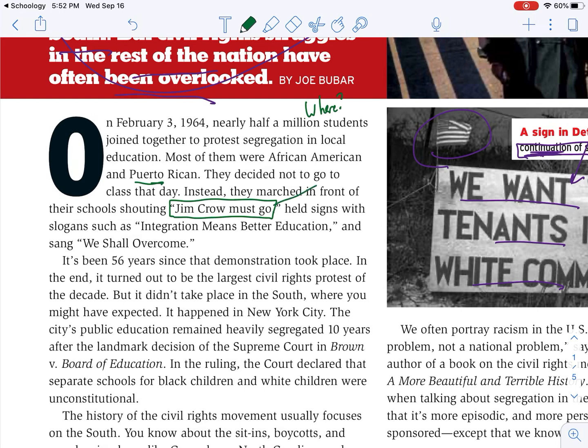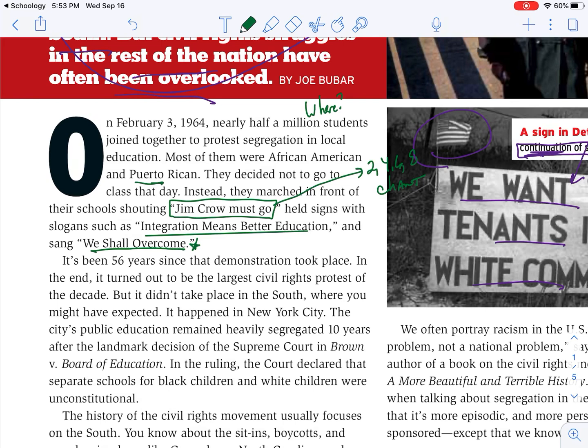I've heard white kids screaming, "2468, we don't want to integrate." I've heard that chant. But here, "Jim Crow must go." That's powerful. They held signs with slogans such as "Integration means better education" and sang "We Shall Overcome," which, if you've ever heard that song, is pretty powerful. It's kind of done real spiritually.